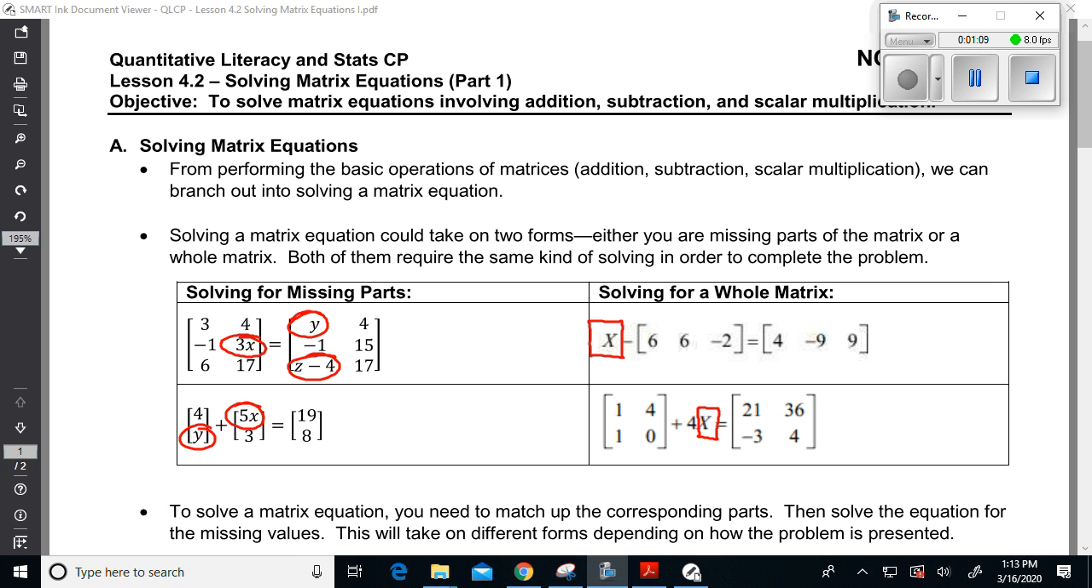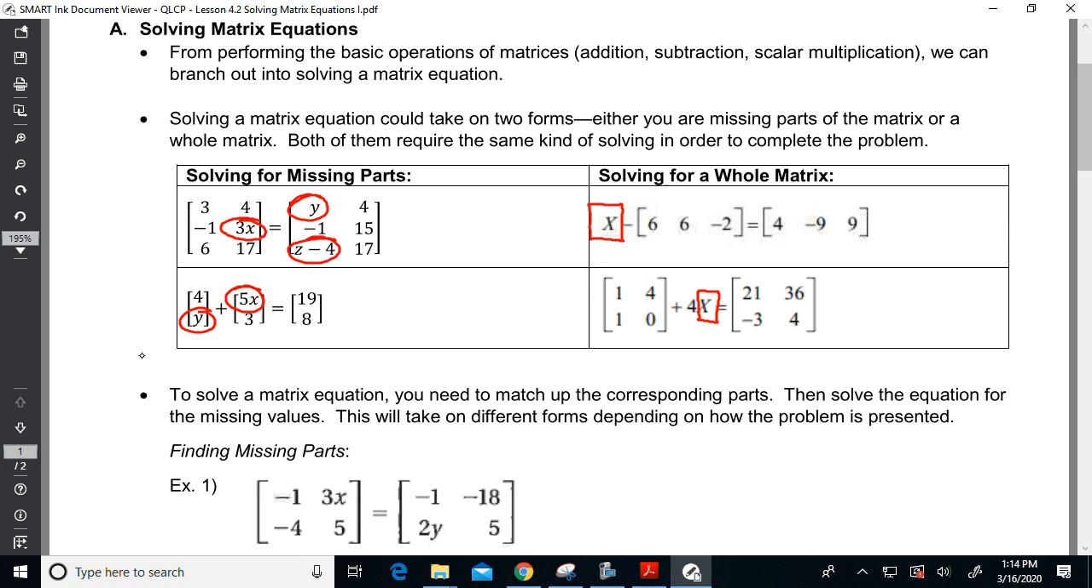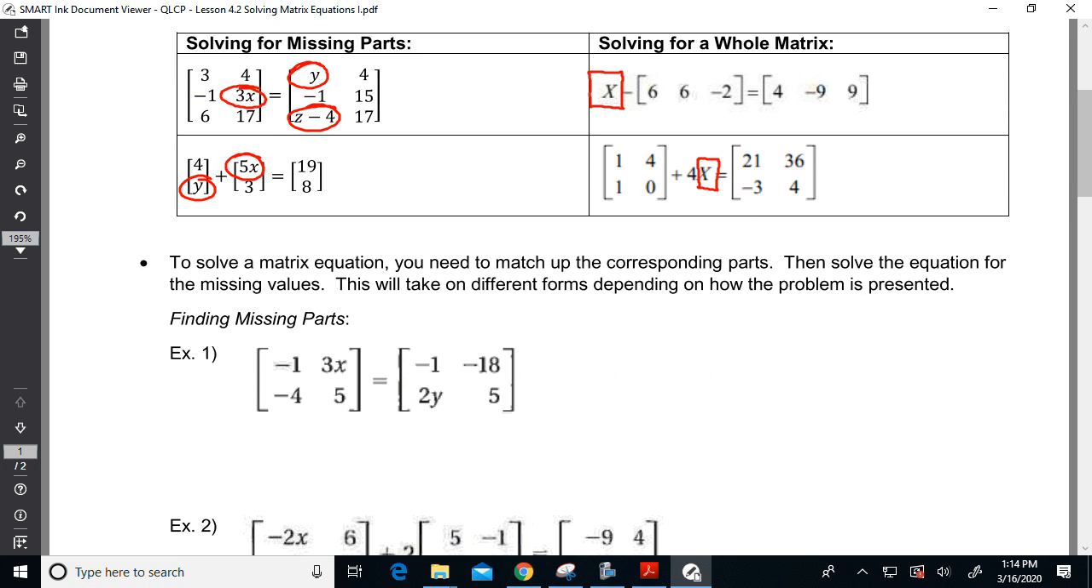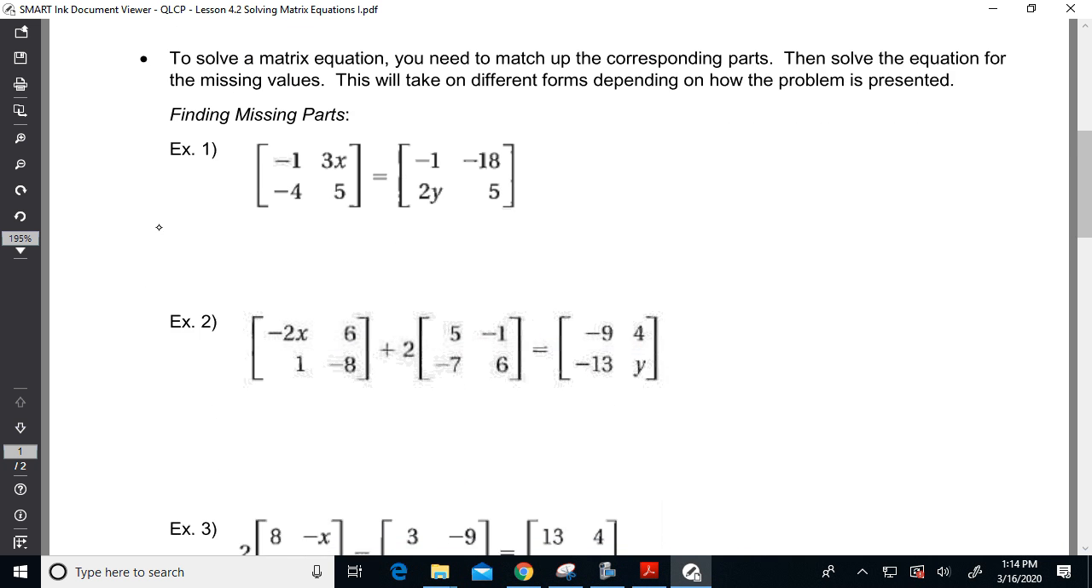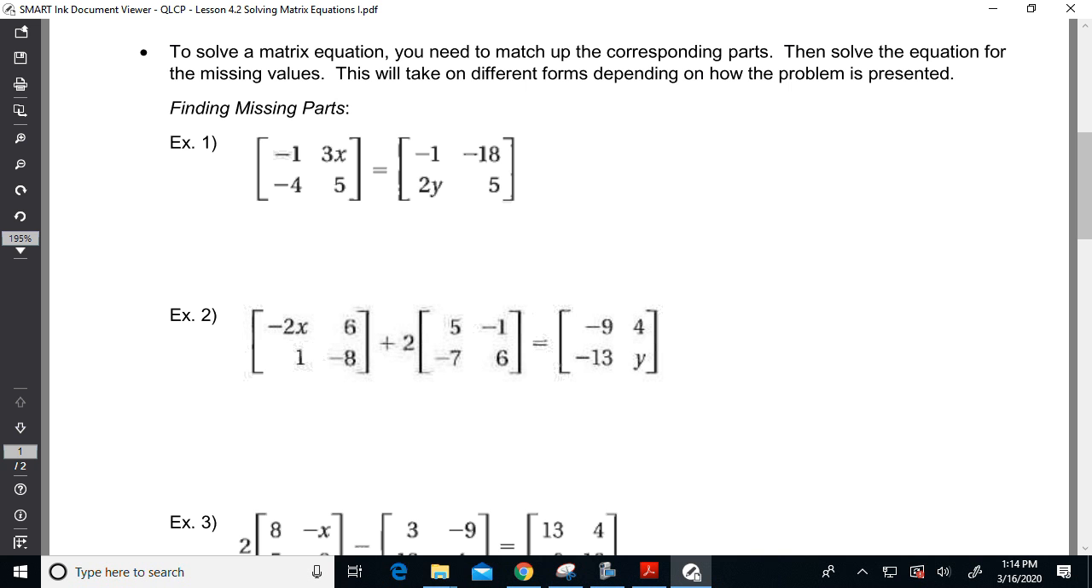Regardless of which type you have, how you go about solving it is the exact same thing. You're still matching up part to part. You're still matching up corresponding parts and then using it to solve out the actual problem. So in some cases, the problem may be shorter or longer depending on what you have to get solved. So we're going to start with finding missing parts. Remember, the objective is to match up everything and then solve what you need to find.